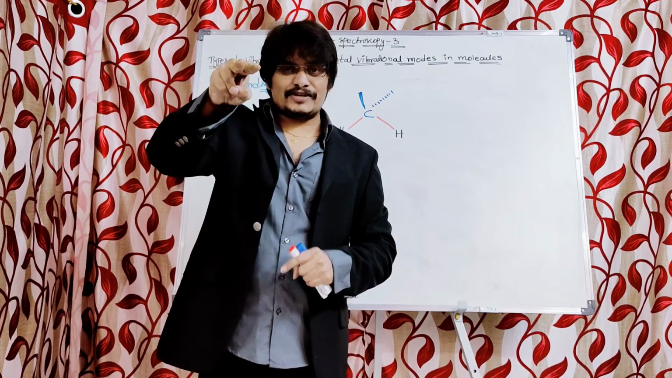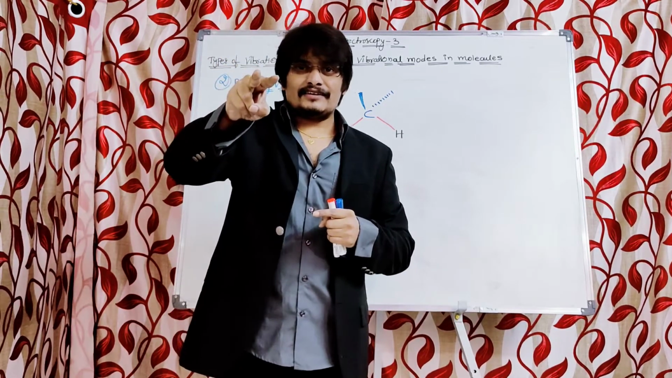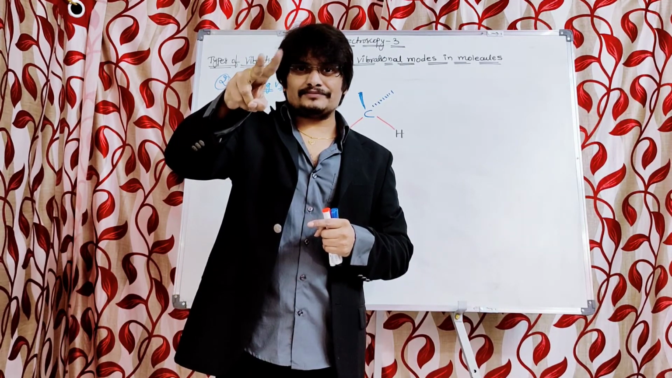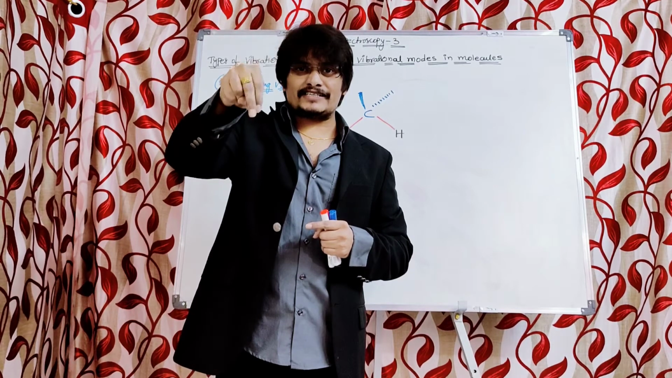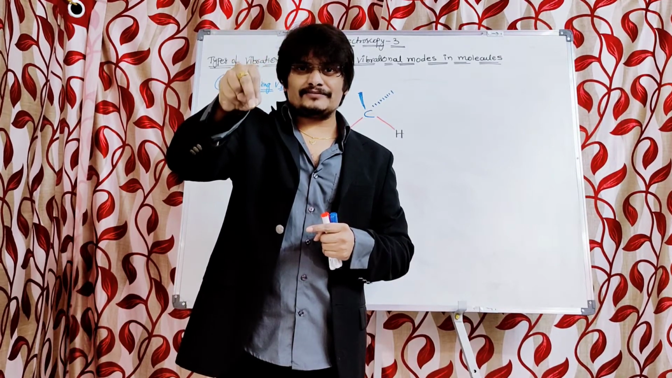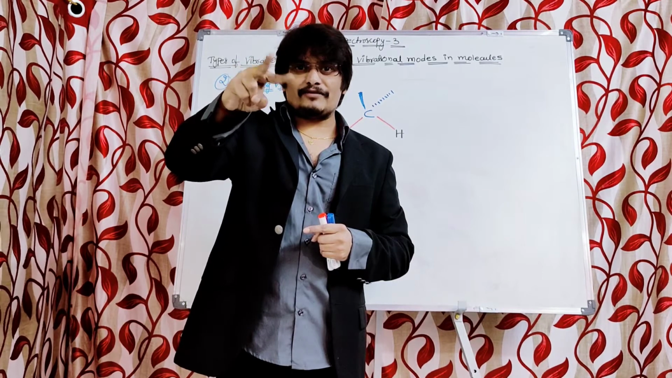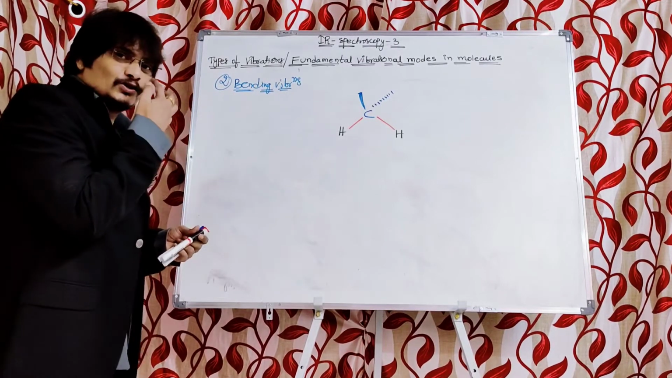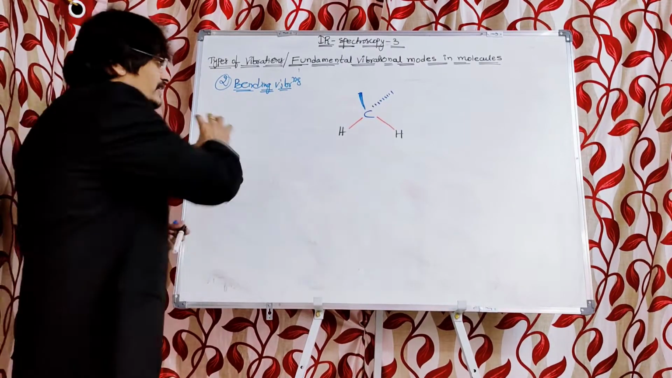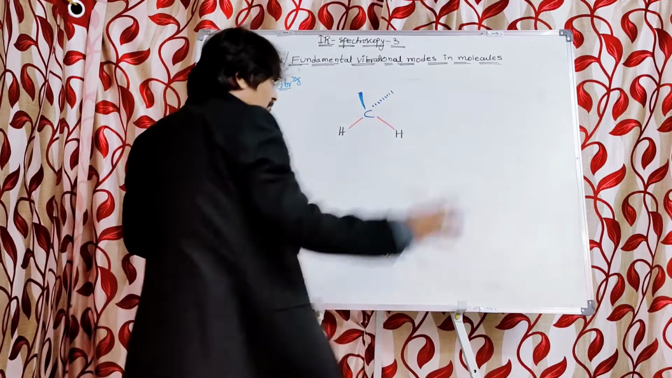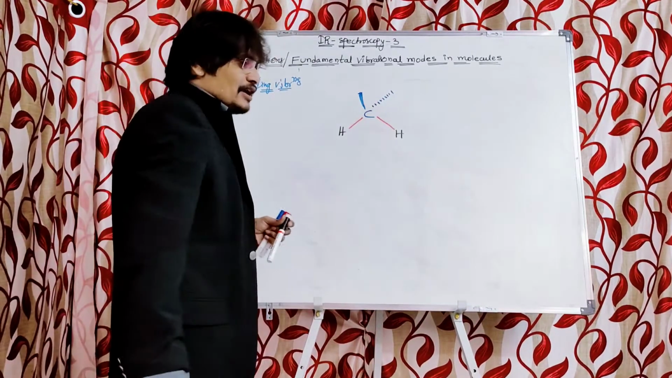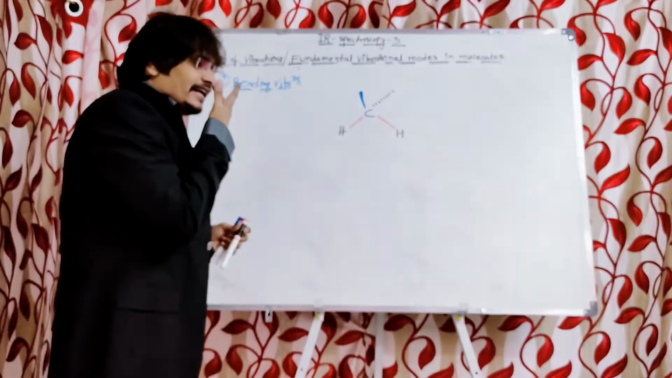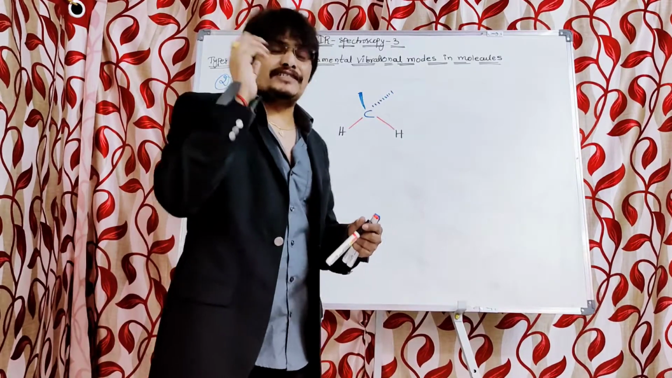So this is the first one: twisting bending vibration, students. Next, scissoring bending vibration. Next, wagging bending vibration. Next, rocking bending vibration. So four are possible. Now you have to guess among the four. I am writing the same molecule. I am not changing the molecule, but I will depict the direction. By seeing the direction, you have to guess which bending vibration it is.